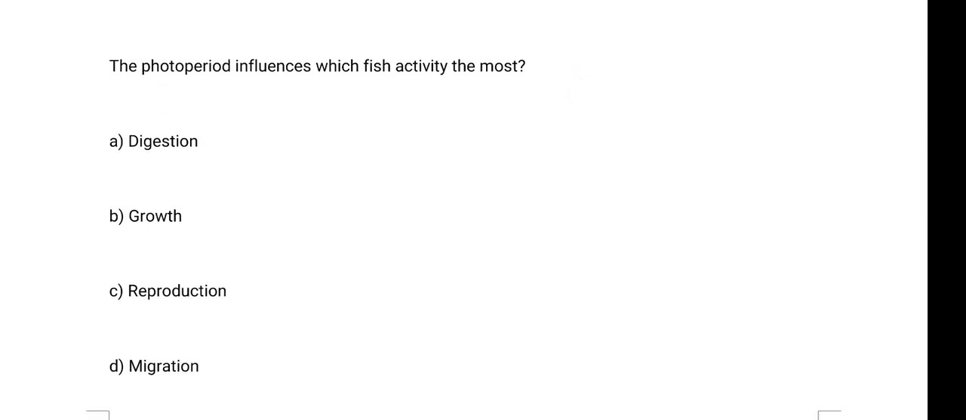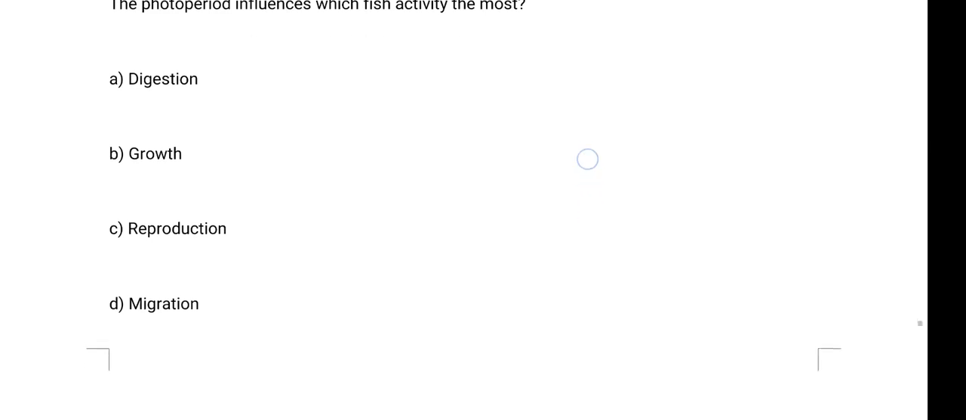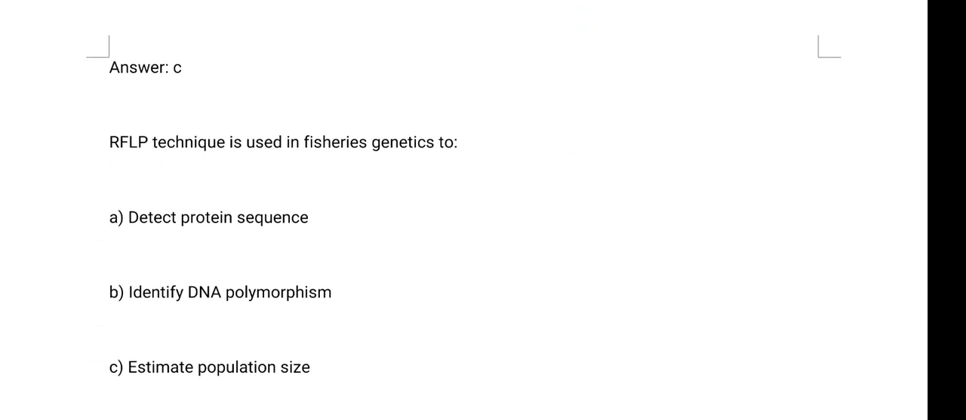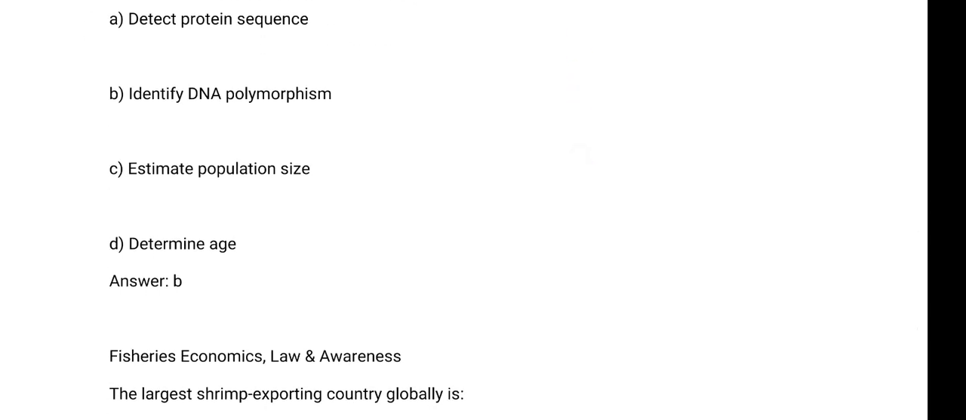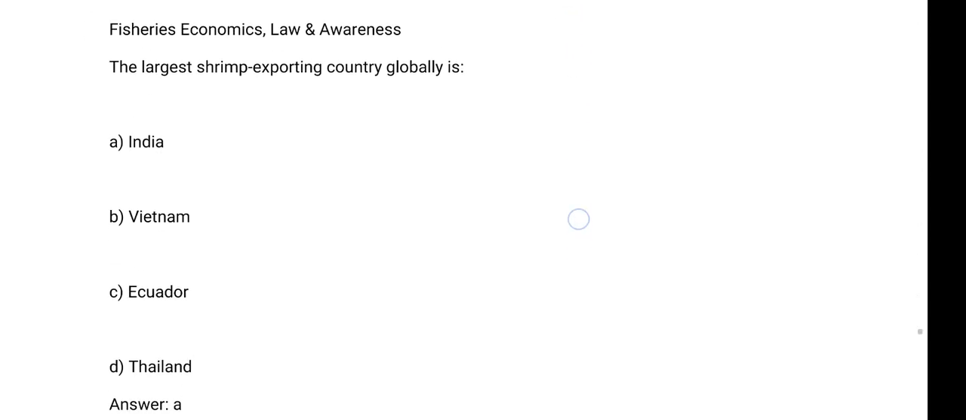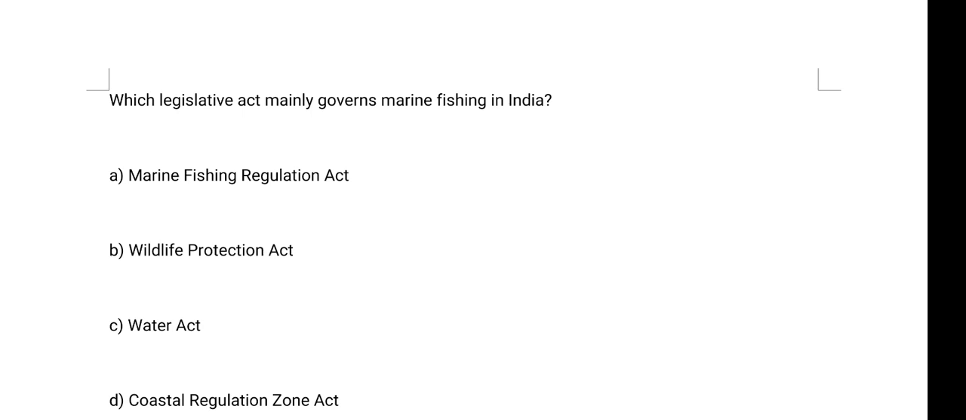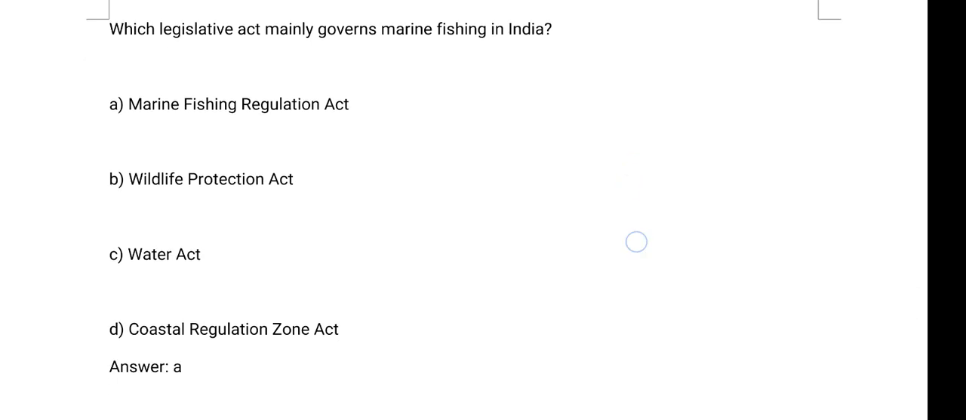Photoperiod influences which fish activity the most? So the correct answer will be option C, reproductive activity. RFLP technique is used in fisheries genetics too, so it is used to identify DNA polymorphism. Largest shrimp exporting country globally is, so it is India. Which legislative act mainly governs marine fishing in India? So it is the Marine Fishing Regulation Act.